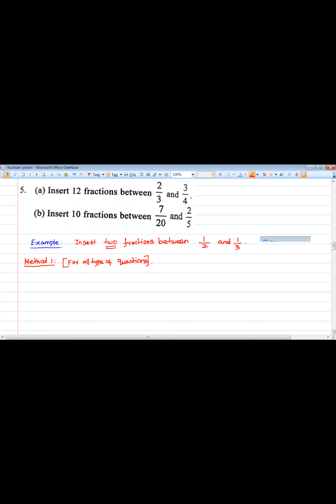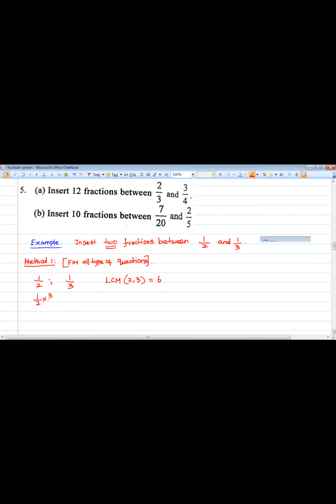For all types of questions. Okay, now very simple. First, 1 by 2. What is the other number? 1 by 3. What is the LCM of 1 by 2 and 1 by 3, that is, the LCM of 2 comma 3? 6. Very good. Now change it into an equivalent fraction with the denominator as 6.